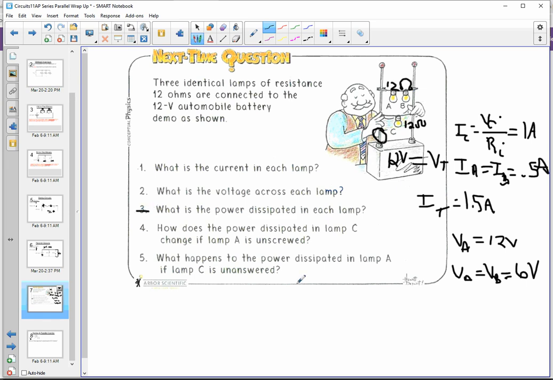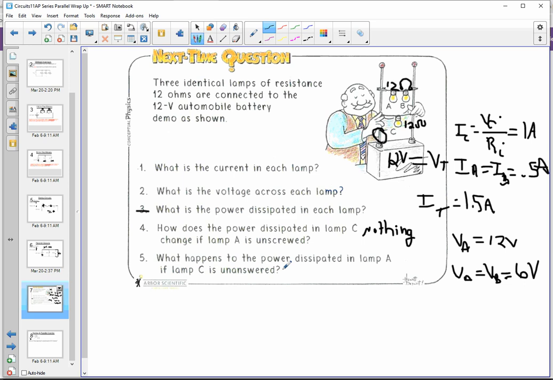Let's skip the power dissipated in each lamp, but let's talk about what happens to the power dissipated in the bottom branch if you unscrew bulb A. Why don't you pause the video and think about that? Well, we've already discussed the rule that all branches in a parallel circuit are independent of each other. So if you unscrew bulb A, that will break the top branch and bulb B would go out. But the question is, what happens to the power dissipated in lamp C? The answer is absolutely nothing, because all branches in a parallel circuit are independent of each other.